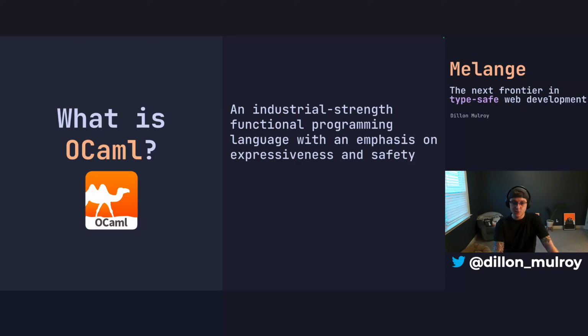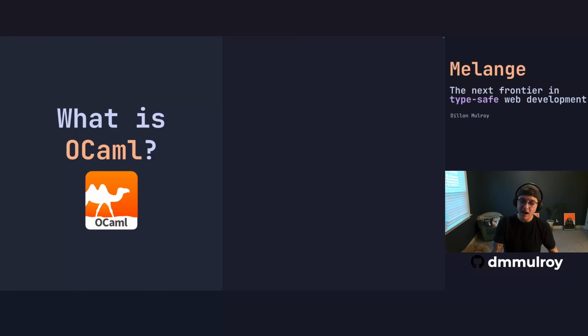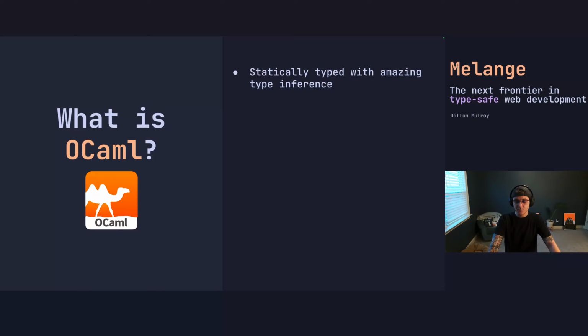So what really is OCaml? The OCaml.org docs describe it as an industrial strength functional programming language with an emphasis on expressiveness and type safety. But how would I describe OCaml? I would describe it as a statically typed language with amazing type inference. We'll dive into the type system a little bit later, but the way it's designed, you rarely have to annotate your types if you don't want to, yet it provides more guaranteed type safety than a language like TypeScript.